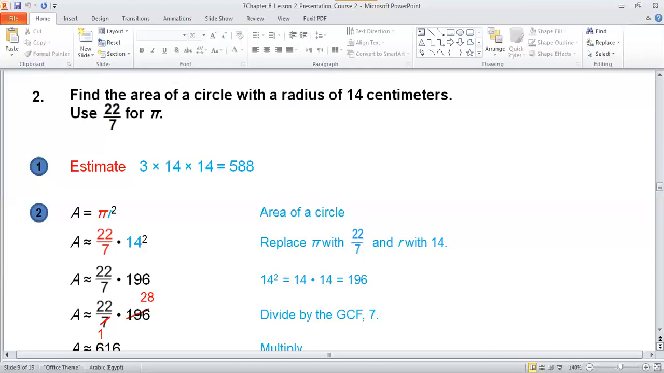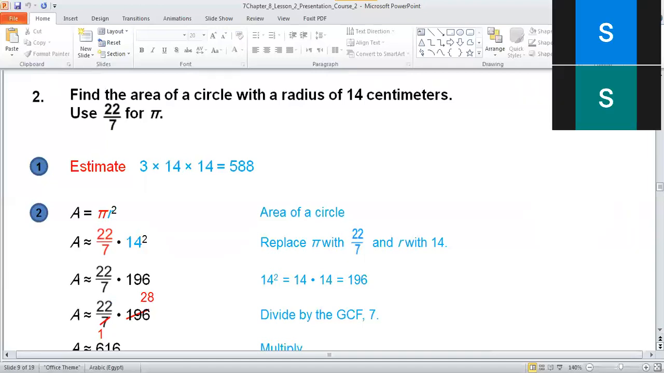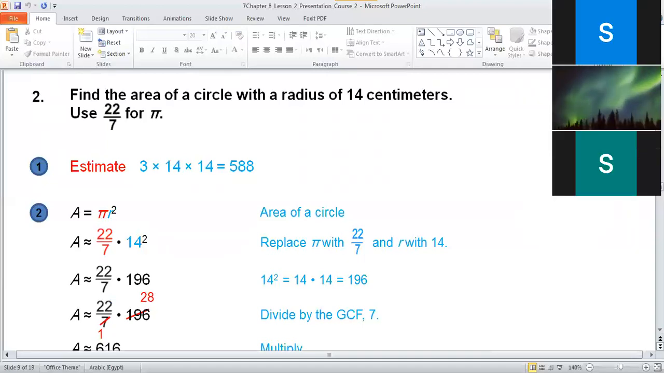So I have here that pi is equal to 3.14, right? Yeah, all the time. But in this case, I will write 22/7. So we will write 22/7 times 14 squared, right? 14 squared equals what? Equal 196, right?